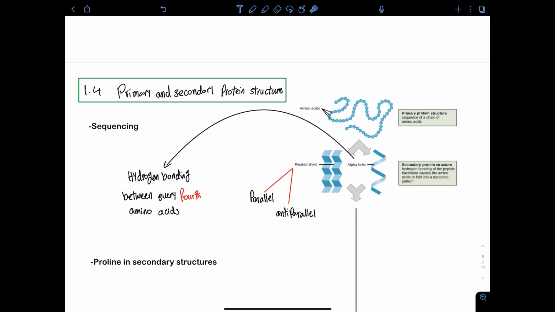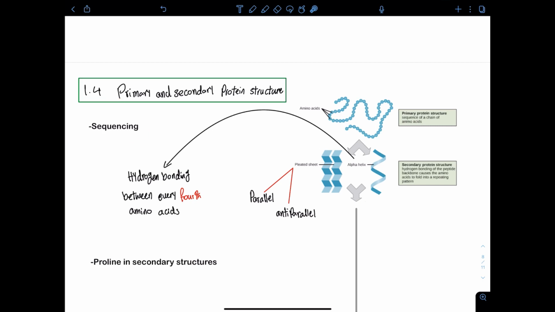That's it. Very simple. The primary structure of a protein can be determined by a laboratory technique called sequencing. Again, if you do take genetics, you will learn about this a lot more.